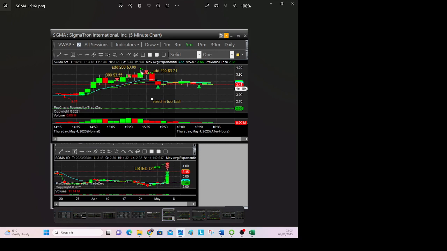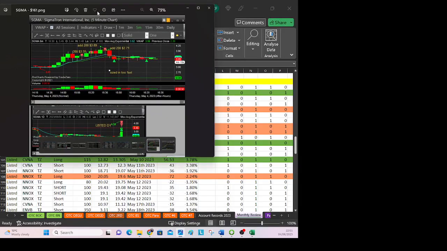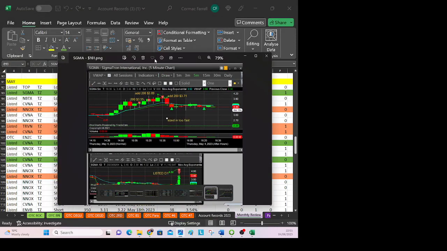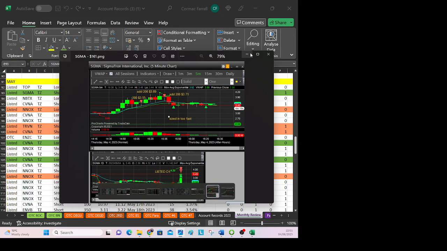But you can see this thing runs into the fours. So I was underwater for a period, but I'm not sure what my risk was on that, to be honest. And I added 200 as it started to look like it was finished. But look, it does pop back up here to 390, so I've just got to be wary of not sizing in too big too fast on these. And then I covered here, and then after I was here, I covered the rest. So that was $161 profit on listed day one short.